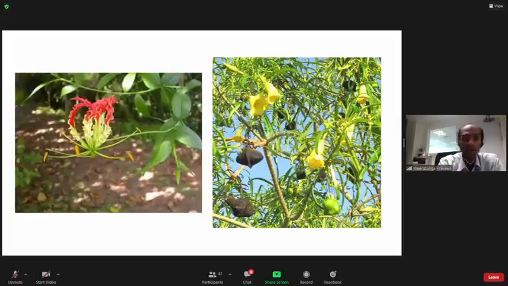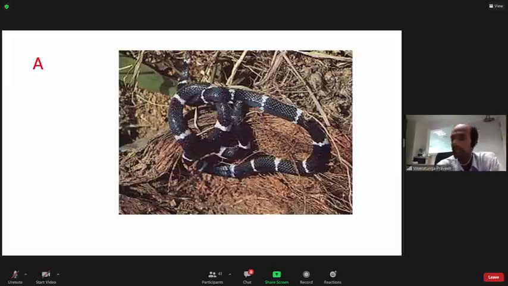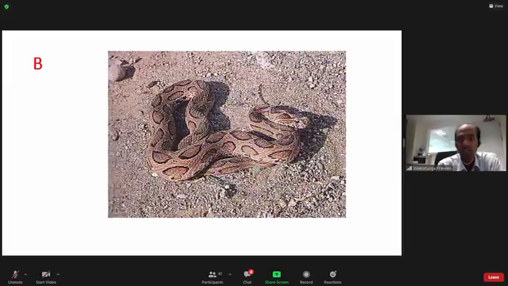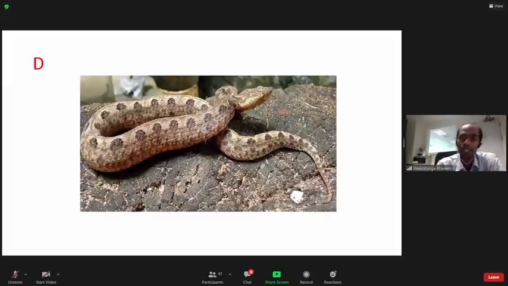Oleander, this is oleander. Right? Yellow oleander. So you need to know this. Right? Then you obviously need to know these snakes. We talked about management of snake envenoming. So krait, Russell's viper. This is a green pit viper, isn't it? Still mildly venomous. And this is the hump-nosed viper. So you need to know how to identify them.